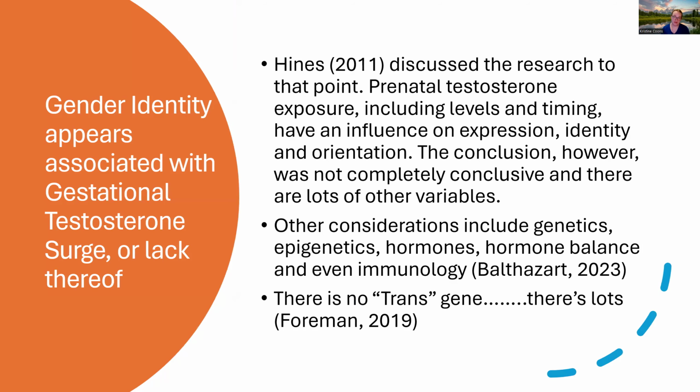There has already been research about this. Hines in 2011 discussed the research to that point. Prenatal testosterone exposure, including levels and timing, has an influence on expression, identity, and orientation. The conclusion: there's a lot of variability. Other considerations in 2023 include genetics, epigenetics, hormones, hormone balance, and even immunology. As a consequence of this concept that there's an immense amount of variability, there is no one trans gene. There is no one gay gene, because we have to take all these considerations into the picture, not just one variable.